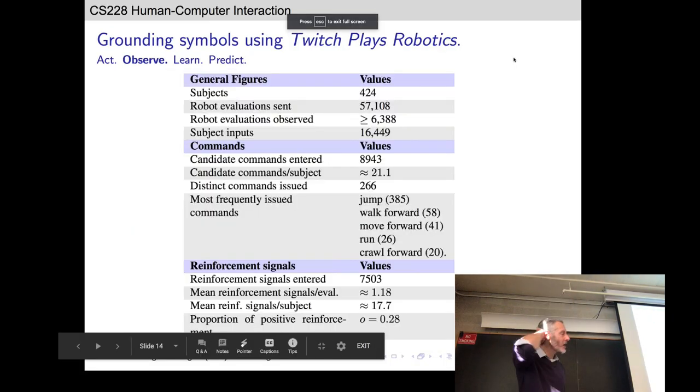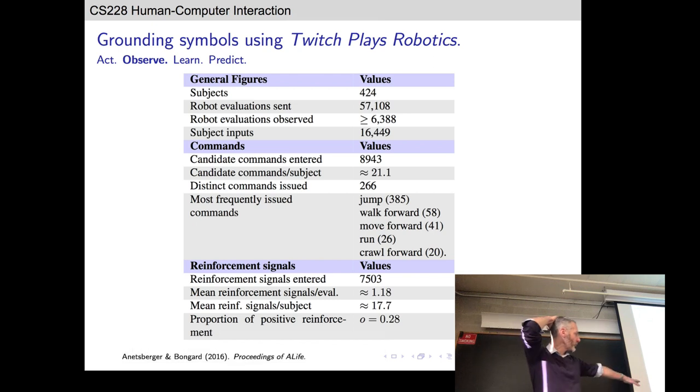Okay, here's a snapshot of the actual data that we collected. In this first deployment back in 2016, over, I think it was about a 2-week period, we had only 424 people play. As I mentioned, we've had several thousand since. If you Google Twitch Plays Robotics, as of this morning, it was still running, so you can go try it yourself. We had 424 people play, and over that 2-week period, there were over 57,000 random brains dropped into the robots. But among those 57,000, there were only people on the stream during 6,388 of them.